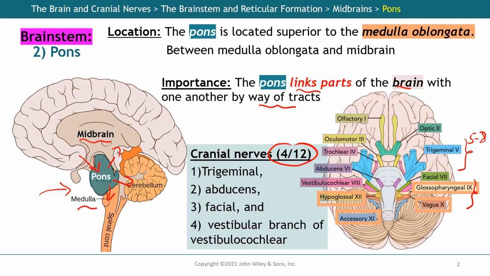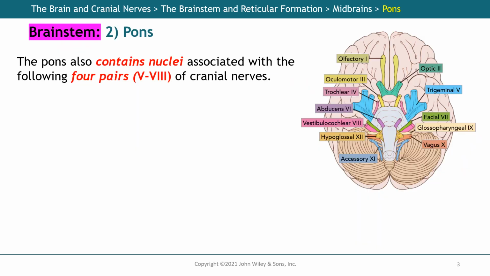These ones are the ones that belong exclusively to the medulla oblongata, and these are the 4 of the pons. So they share this one, the vestibular, the number 8. It will be shared, so it will have just a branch in the pons. Okay, so we finished with the generalities of the pons. Now we can go into the specifics.